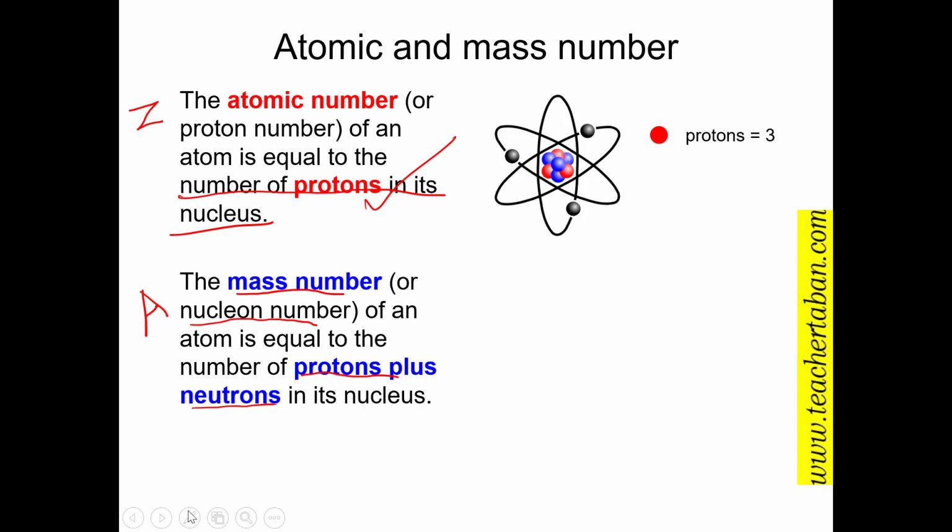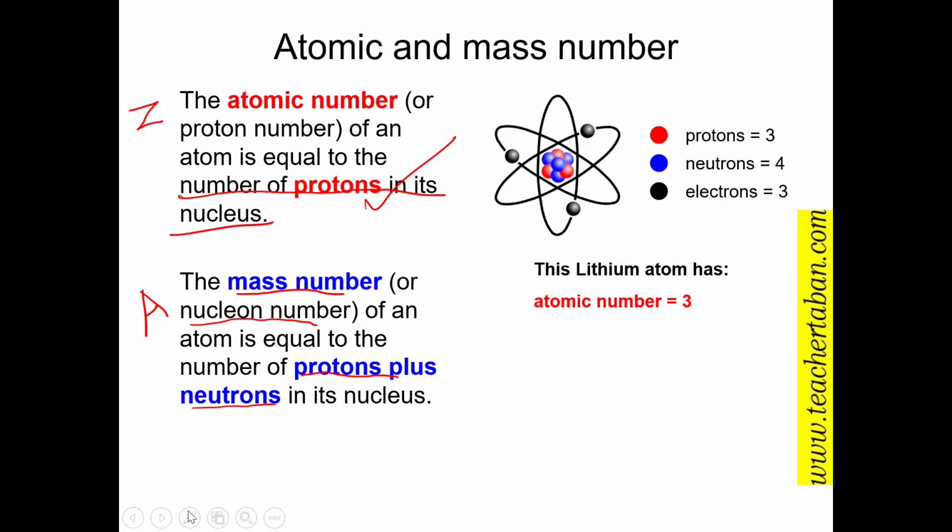It has 3 protons, it has 4 neutrons, and it has 3 electrons. I can ask a question: what is the atomic number of this? What is the proton number of this atom here? The answer is simply 3 protons. What is the mass number of this? Can you guess? Okay, so it is 3 protons plus the 4 neutrons, you get 7 as the atomic mass.